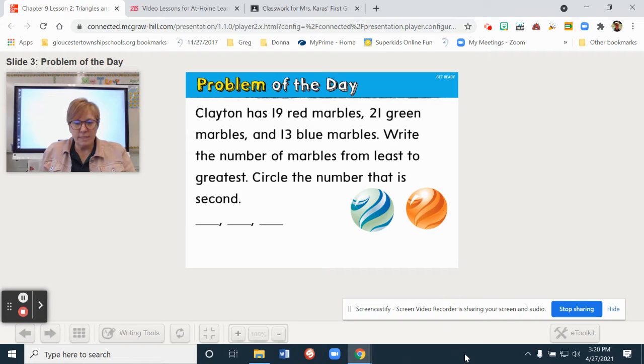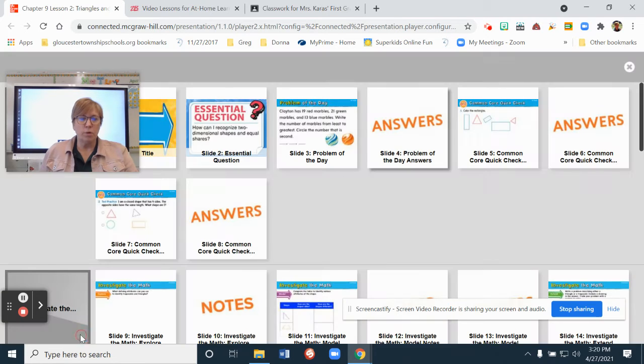Okay, and then the next thing you should do is circle the number that is second. Okay? All right, let's check our numbers. If you're not ready to check the answer and the numbers, then pause now and finish. Okay, so we have 13, 19, 21, least to greatest, and you circled 19, which was the second number.